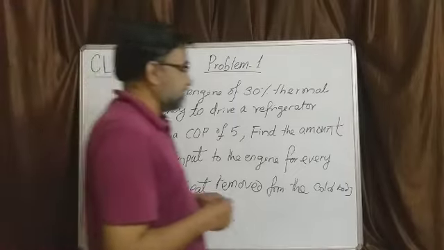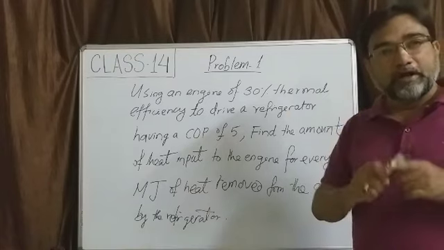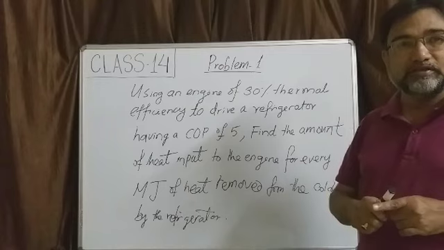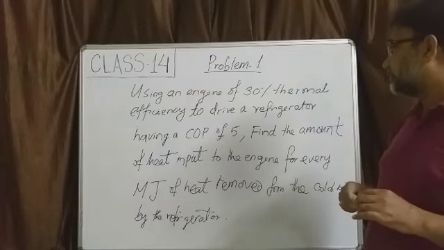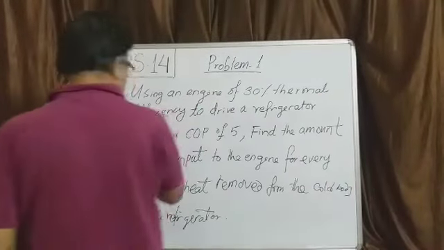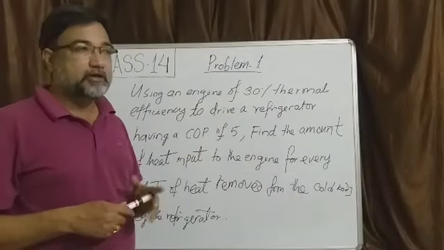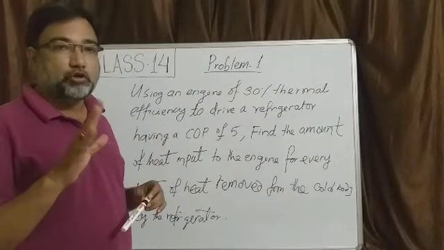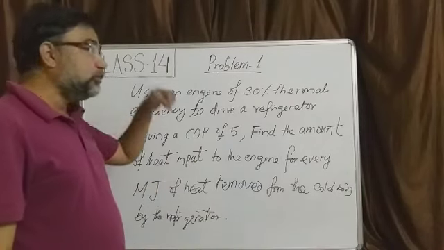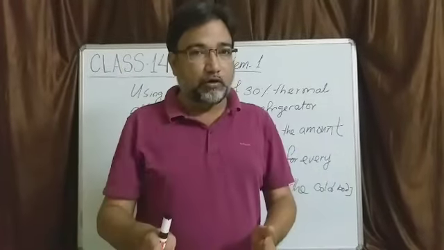So the problem reads like this. Note down the problem, read the problem once and read it twice. Using an engine of 30% thermal efficiency. So there is an engine whose thermal efficiency is 30%. And that is used to drive a refrigerator having a COP of 5. This engine is driving a refrigerator whose COP is 5. What you have to do? You have to find the amount of heat input to the engine. The heat input being given to the engine, that you have to find out.